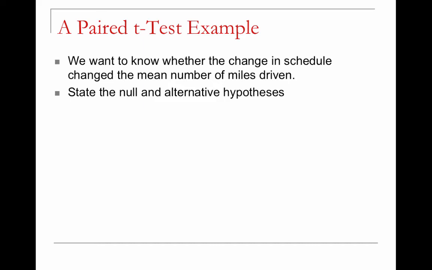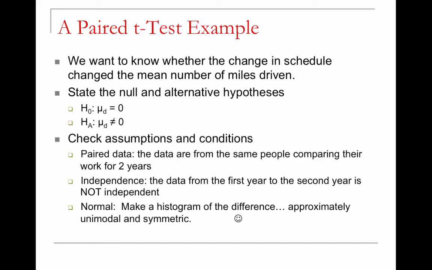So the first thing we do is state our null and alternative hypotheses. Our null hypothesis is that the mean difference is equal to 0. And our alternative, because we're just looking to see if they have changed the number of miles, would be not equal to 0. And then we have to check our assumptions and conditions.